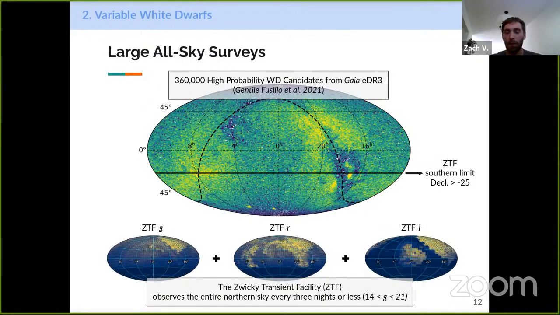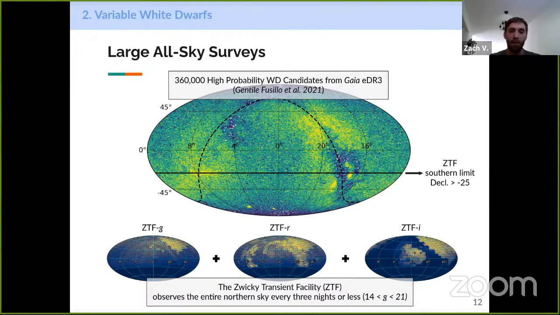And then there are also surveys like ZTF, which do as much of the sky as they can since they're ground-based. ZTF is northern, so it does everything above minus 25 degrees declination, and obtains a cadence of 2 to 3 nights for as much of the sky as it can see, and sometimes more in specific regions of the galactic plane. And from this, we can also use their data to look for white dwarfs that might be variable in some way.